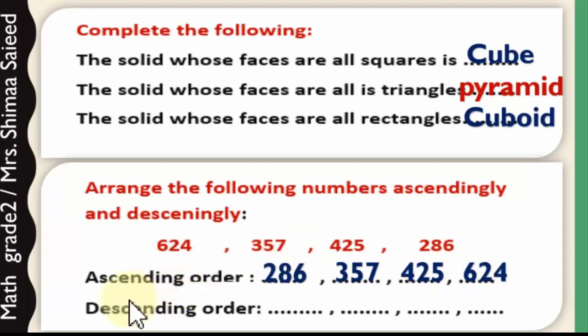Now we want to arrange these numbers descendingly, which means from the greatest to the smallest. So the greatest number is, well done, 624. After that, 425, 357, 286.